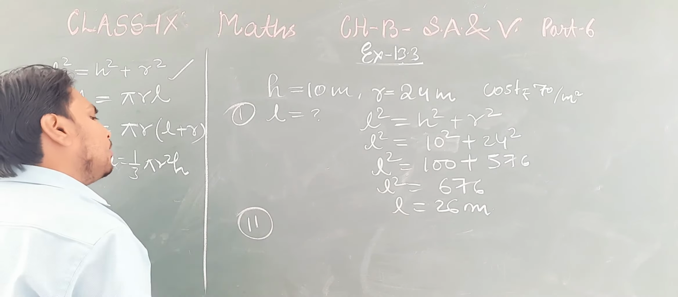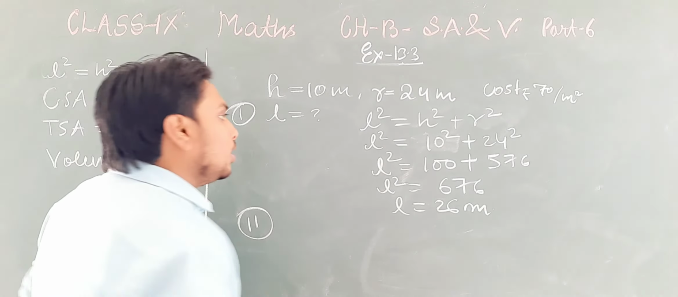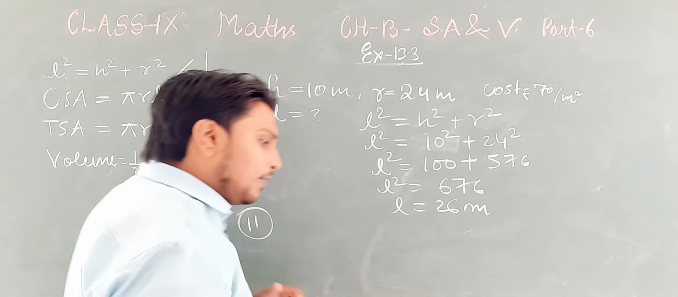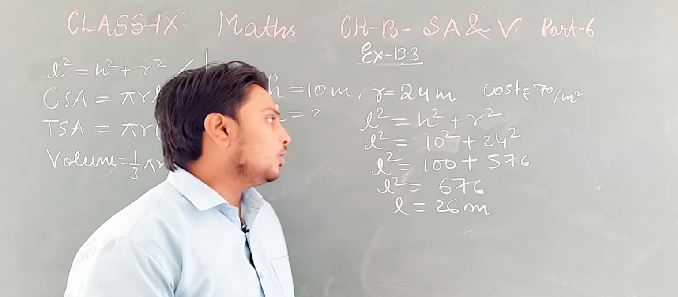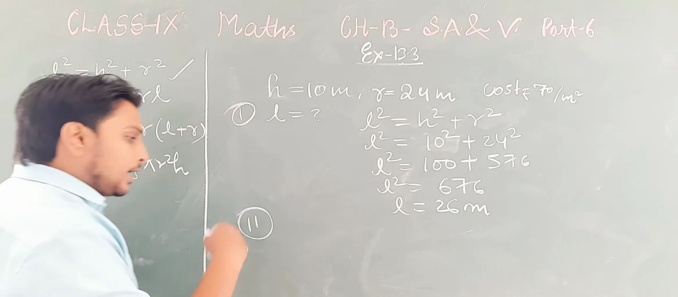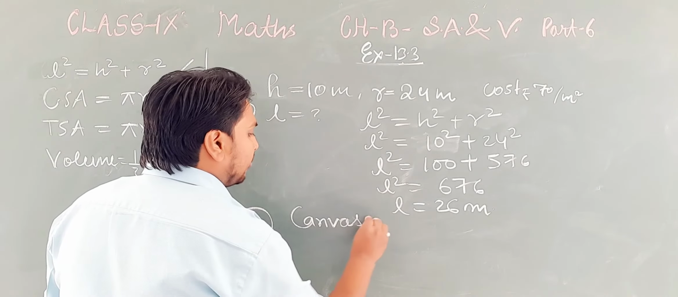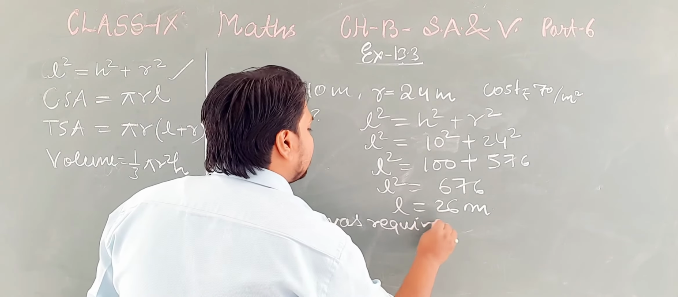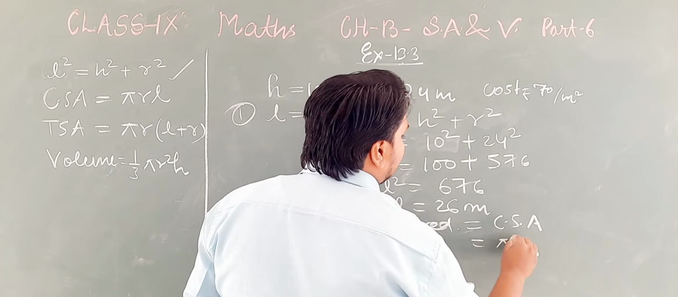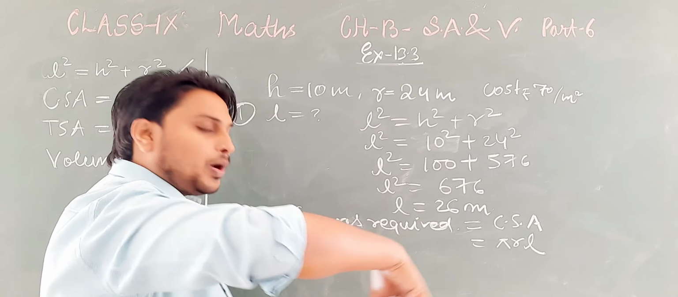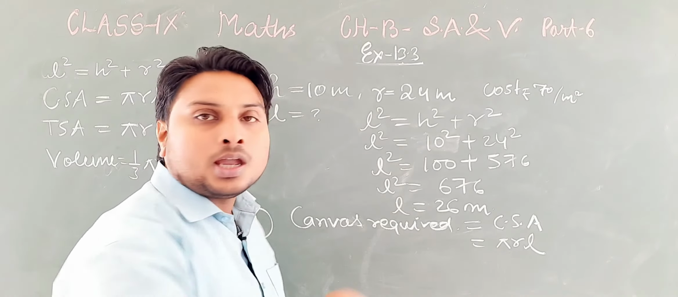Second part: what is the cost of canvas required to make this tent? So how much canvas will be used to make this conical tent? The canvas required will be equal to the curved surface area. And what is the curved surface area? Pi RL, because only the round part will be there. The base will not be there. The canvas will be only in the round part.